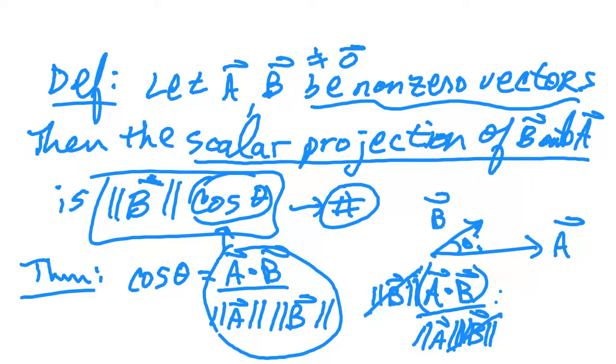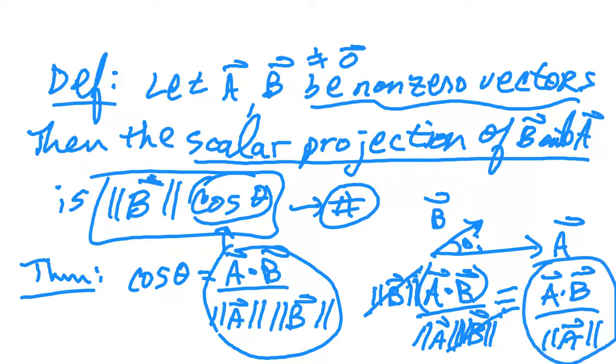And so this is equivalent to A vector dot B vector over the norm of A vector. So this is another version of the representation of a scalar projection of B vector onto A vector. So we can either write that as the norm of B vector times cosine theta, or A vector dot B vector over the norm of A vector. But it is critical to remember that this is the scalar projection of B vector onto A vector.